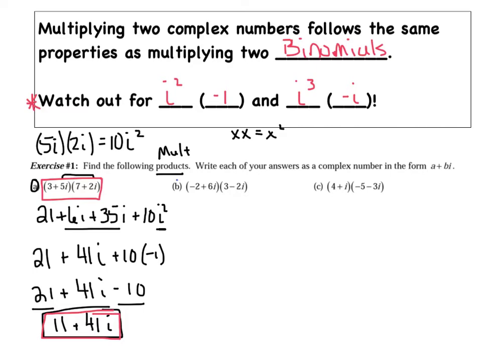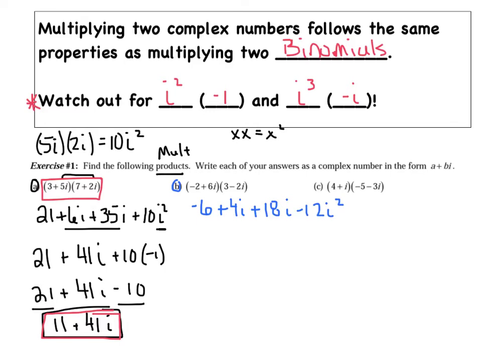But let's tackle letter B. We're going to go through our FOIL again. First times first is going to be negative 6. My outer is going to be positive 4i, because I had a negative times a negative. My inner terms are going to give me plus 18i. And then last times last is going to give me negative 12i squared. So make sure you agree with that last term.